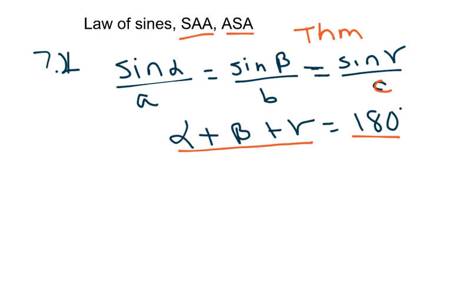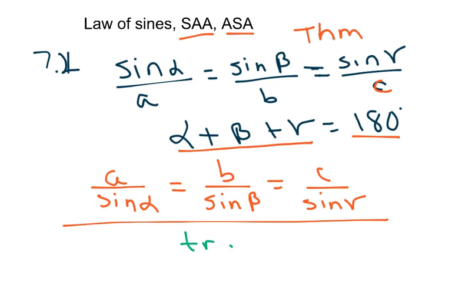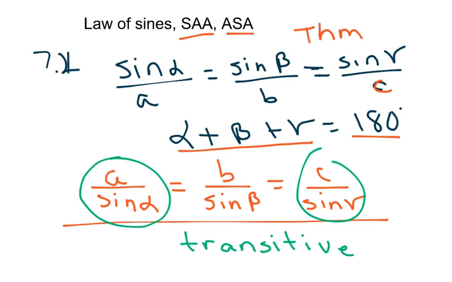Okay, and this property, you can also write this as A over sine of alpha if you want. You'll see it both ways, depending on where you look. I'm just flipping it. This is called the transitive property when you have something like this. So I don't have to use all three. I can use this with this, or I can use the B with the C part, or I can use the A with the C part. So this is called the transitive property.